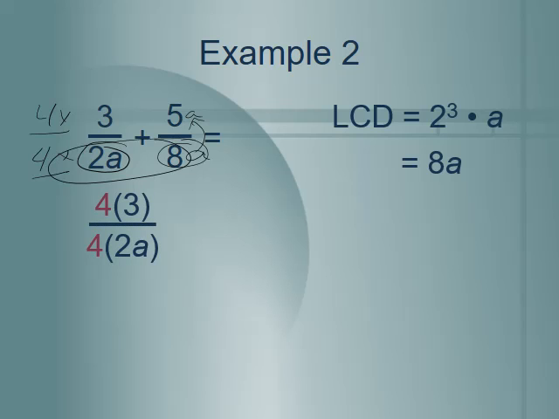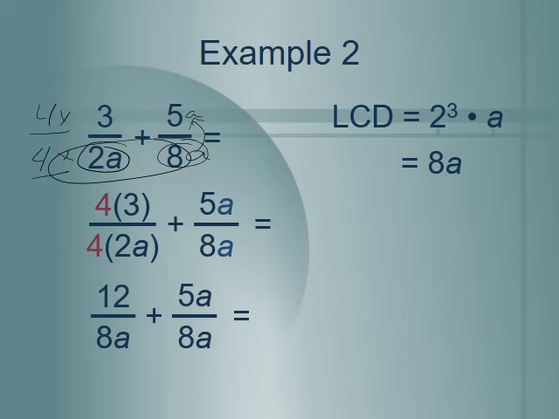with 4 times 3 and 4 times 2a for our first problem, plus 5 times a and 8 times a for our second problem. And we cannot combine our 12 and our 5a because they're unlike terms, so we just simply end up with 5a plus 12 over 8a.